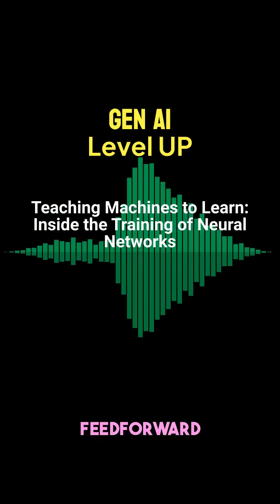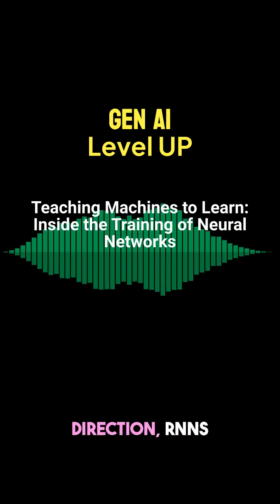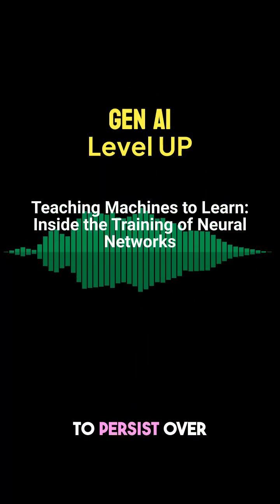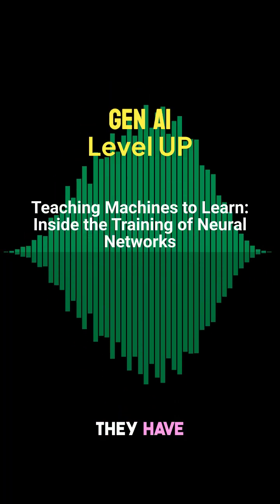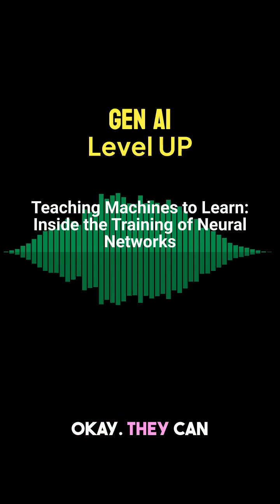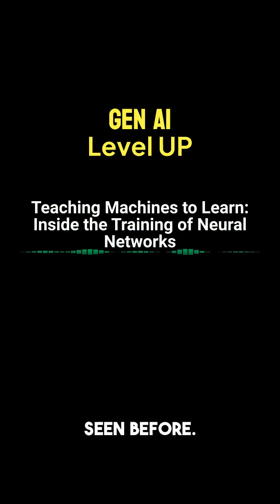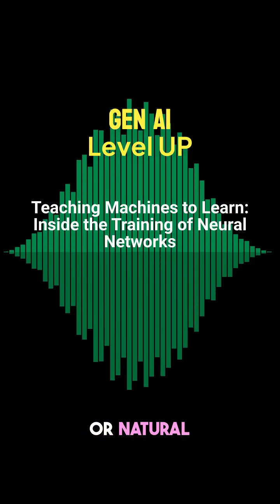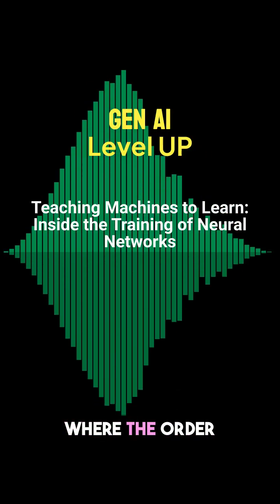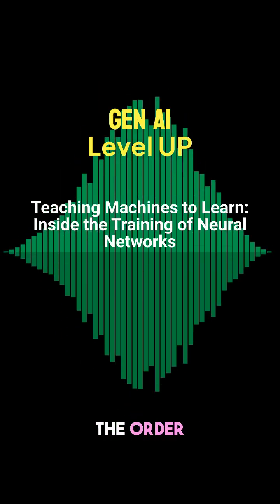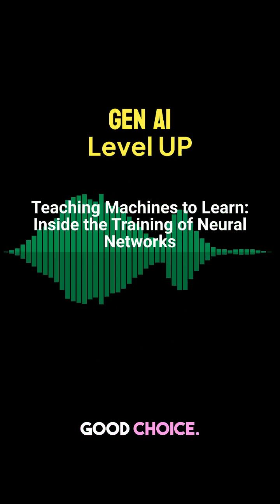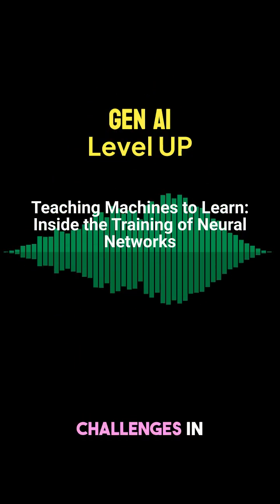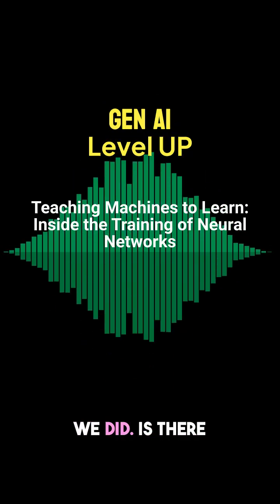So unlike feed-forward networks where data flows in one direction, RNNs have these loops that allow information to persist over time. So it's like they have memory. They do. They can remember things they've seen before. So for tasks like machine translation or natural language processing, where the order of the words matters, RNNs are a good choice. They're a great choice. But we did talk about the challenges in training these RNNs. We did.